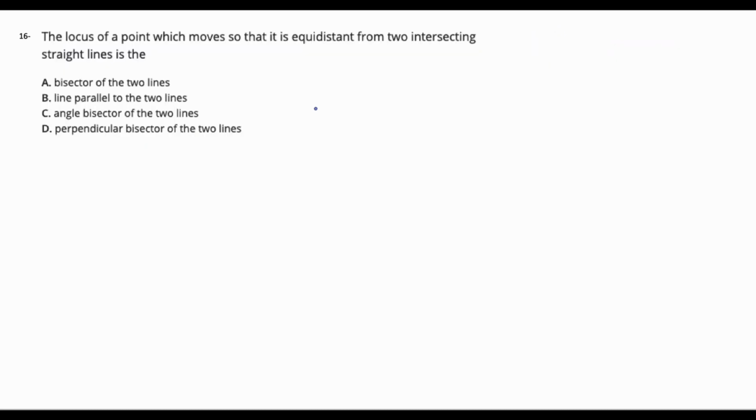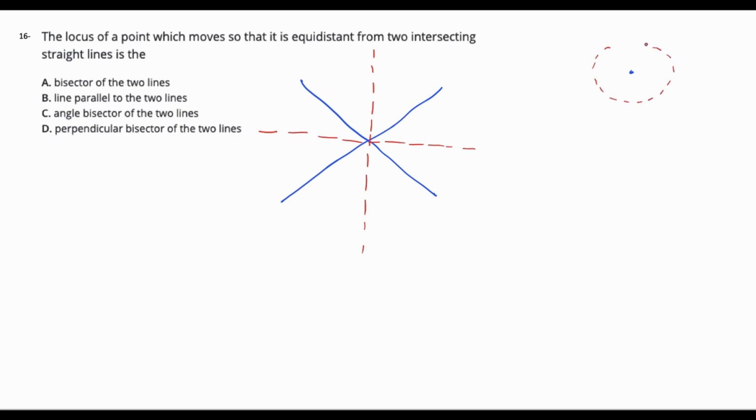Question 16. The locus of a point which moves so that it is equidistant from two intersecting straight lines is... Now, if we have two straight lines intersecting such as this, the locus is two lines that bisect the angle between those lines. So this line as well as this line. These are the two locus. If we have a point, the locus of a point is simply a circle around that point, which means at all times, or at any point on this circle, it is always an equal distance from this point.